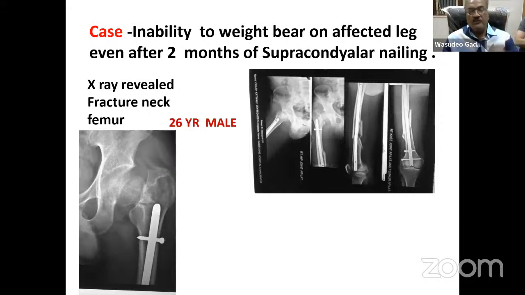Now I will tell you a very simple example of a case of a neglected fracture, with inability to weight bear on the affected leg even after 2 months of supracondylar nailing.